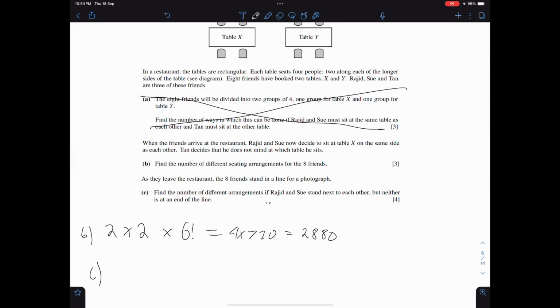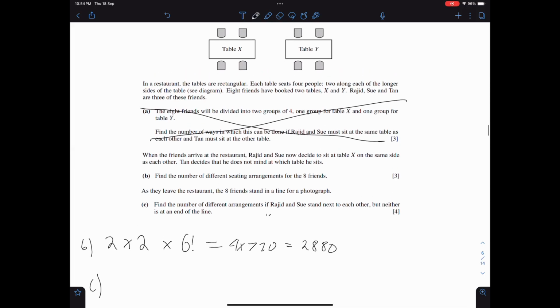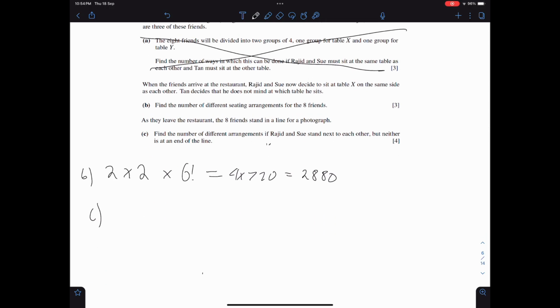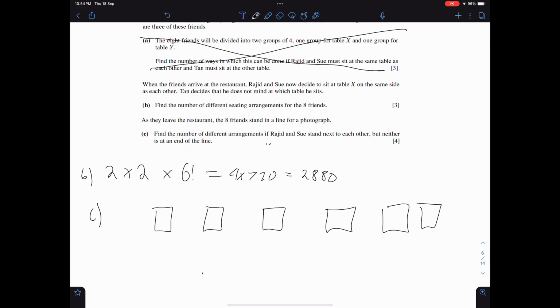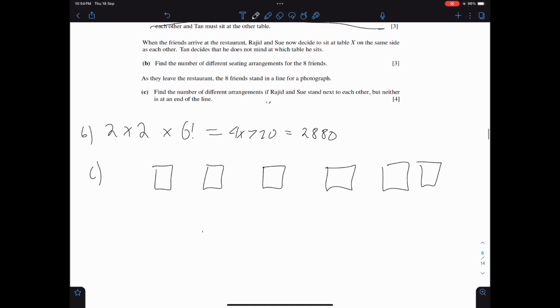Now C. Right, 8 friends stand in a line for a photograph. Rajid and Sue stand next to each other, but neither of them are at the end of the line. So what I would do is I would take Rajid and Sue out, then I'd arrange the other 6 people, then put them in later. And then I'll just put this in R and S.